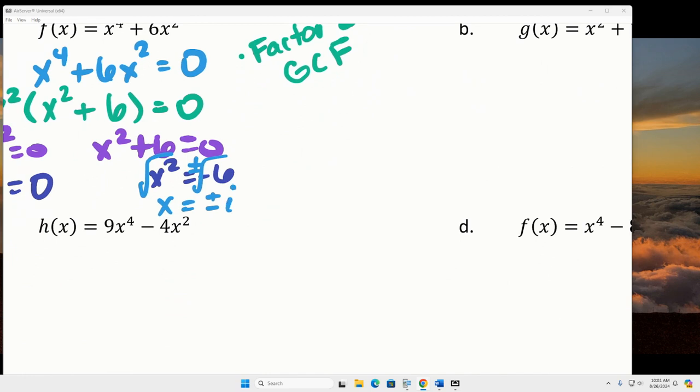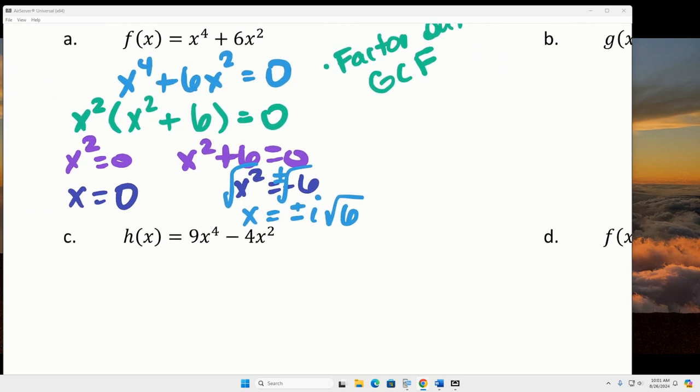You're going to pull out an i, and then you're going to think about it just like a positive 6 underneath there. And then if there is no square other than 1 that divides into 6, you're done. Is there a square that divides into 6? No. So that's it. These are our answers. We have 3 answers: 0, positive i square root of 6, and negative i square root of 6.